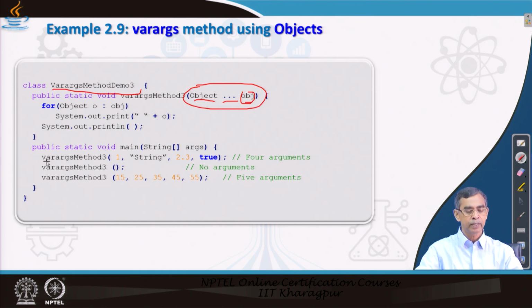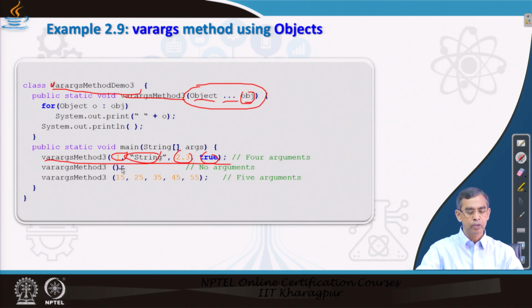Now, here is an example we can see. We call the method var arg methods 3, and in this call we pass an integer, a string, a float and a boolean. So, in this call we pass 4 different arguments of different types, and using this declaration it is possible, because object takes any number of arguments as well as any types.